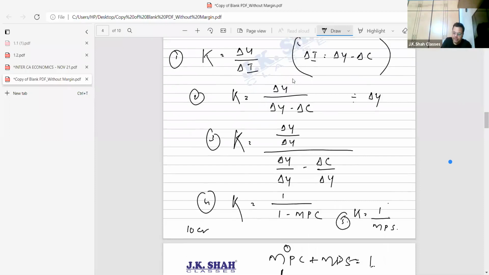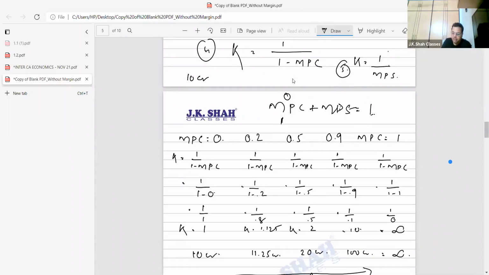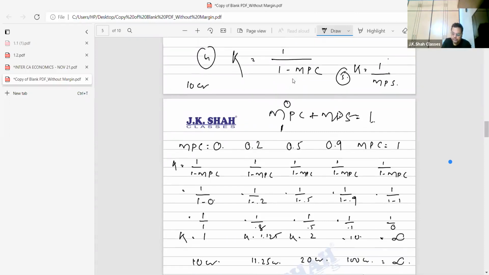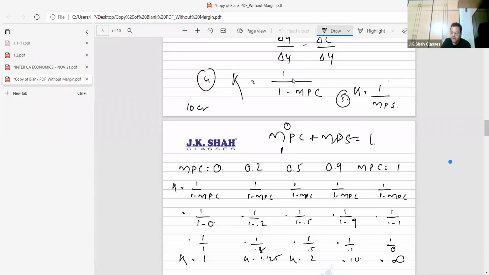As can be seen in the following illustrations. So we now make those 5 points: MPC is 0, MPC is 0.2, MPC is 0.5, MPC is 0.9, MPC is equal to 1.